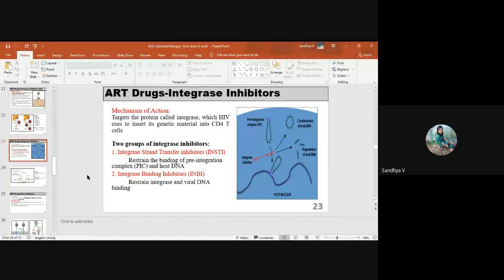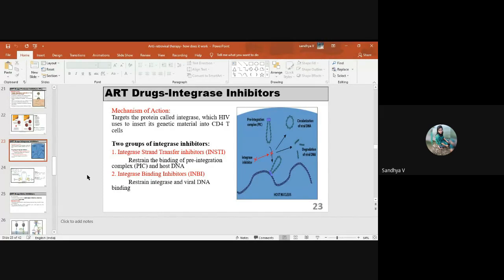Then integrase inhibitors. There is an enzyme called integrase, which helps your transcribed viral DNA get integrated into your host genome, right? So integrase inhibitors will target the integrase enzyme. There are 2 groups of integrase inhibitors: integrase strand transfer inhibitors and integrase binding inhibitors. The integrase strand transfer inhibitors restrain the binding. That is, they bind at the pre-integration complex, the transcribed viral DNA part, so that it will not get integrated into the genome.